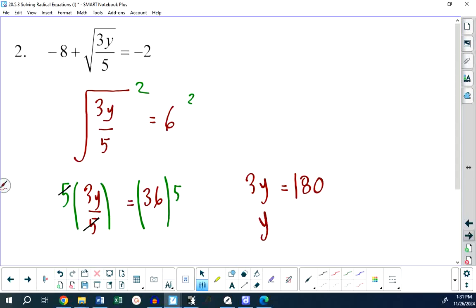So y is equal to 180 over 3, which is 60. I'm not going to write down our checking all the time. If you put 60 into the original equation, and you take 3 times 60 and divide that by 5, what do you get? 36. And the square root of 36 is 6. Negative 8 plus 6 is negative 2. That's what it's supposed to be equal to. It's valid.